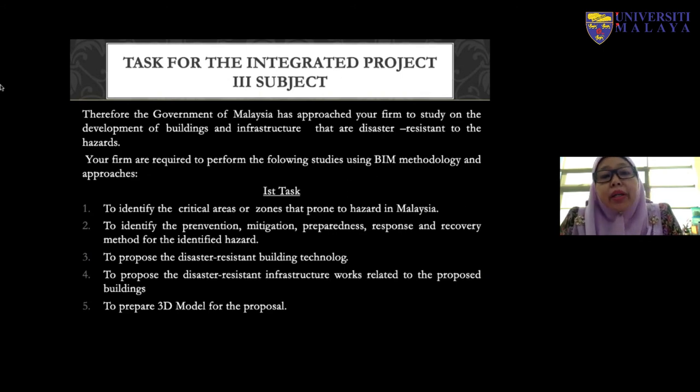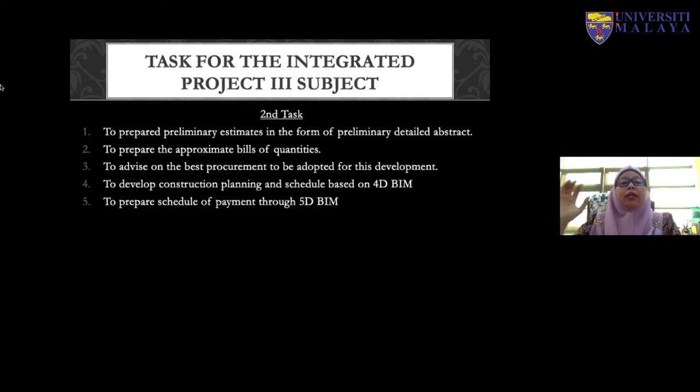The task that they are required to do is to identify the critical areas or zones that are prone to hazard in Malaysia. They are also required to identify the prevention, mitigation, preparedness, response and recovery methods for the identified hazard. They are also required to propose disaster resistant building technology and disaster resistant infrastructure works related to the proposed building. And the last one for the first task is to prepare the 3D model for the proposal. The second task involved the preparation of the preliminary estimate in the form of a preliminary detailed plan.